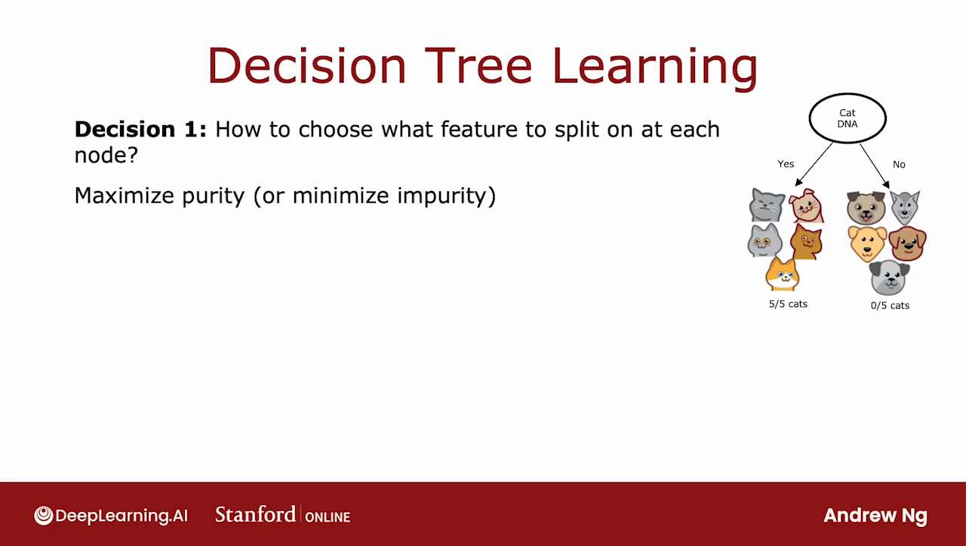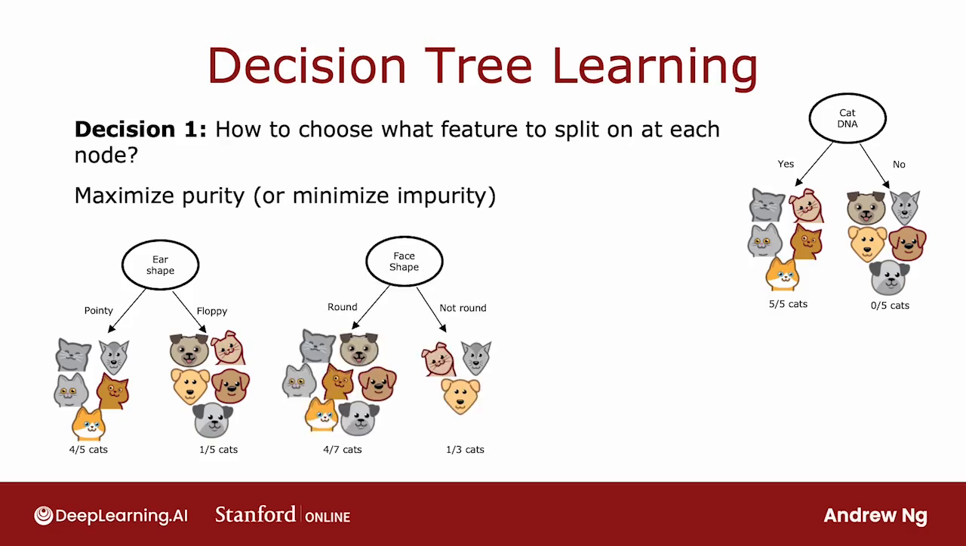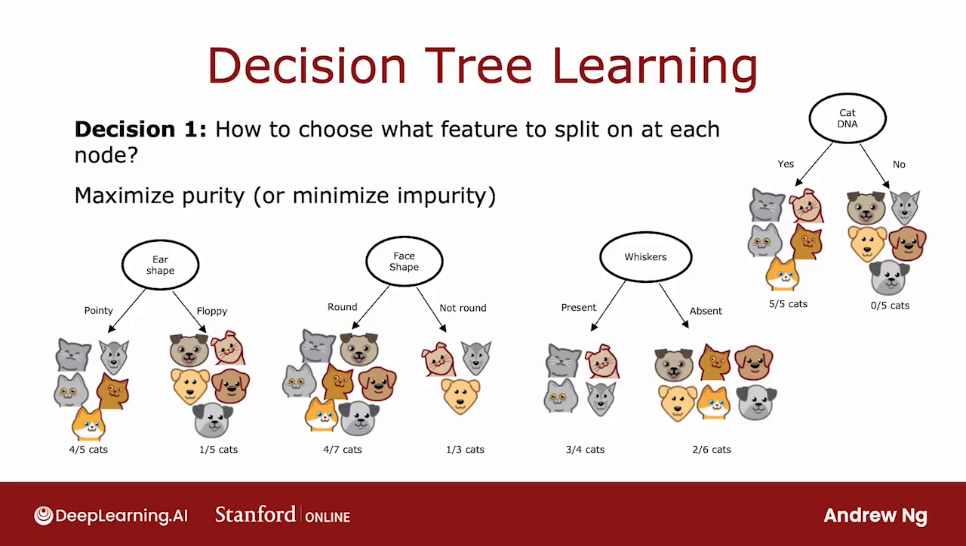But with the features that we actually have, we had to decide whether to split on ear shape, which results in 4 out of 5 examples on the left being cats, and 1 out of 5 examples on the right being cats, or face shape, which resulted in 4 out of 7 on the left and 1 out of 3 on the right, or whiskers, which resulted in 3 out of 4 examples being cats on the left and 2 out of 6 being not cats on the right.